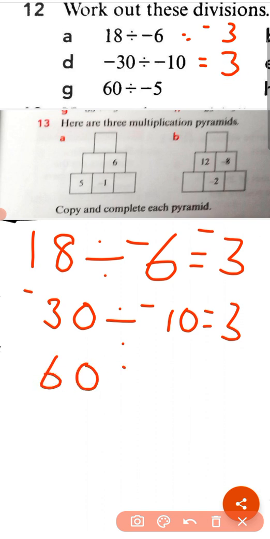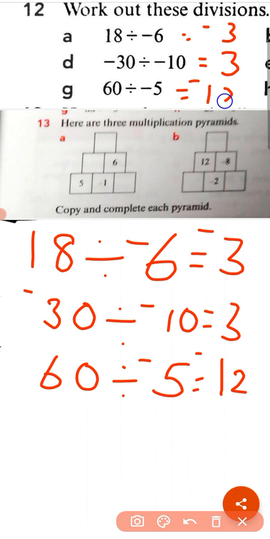60 divided by negative 5. 60 divided by 5 is 12. Positive divided by negative is negative. So our answer is negative 12. First divide the numbers and write the correct sign.